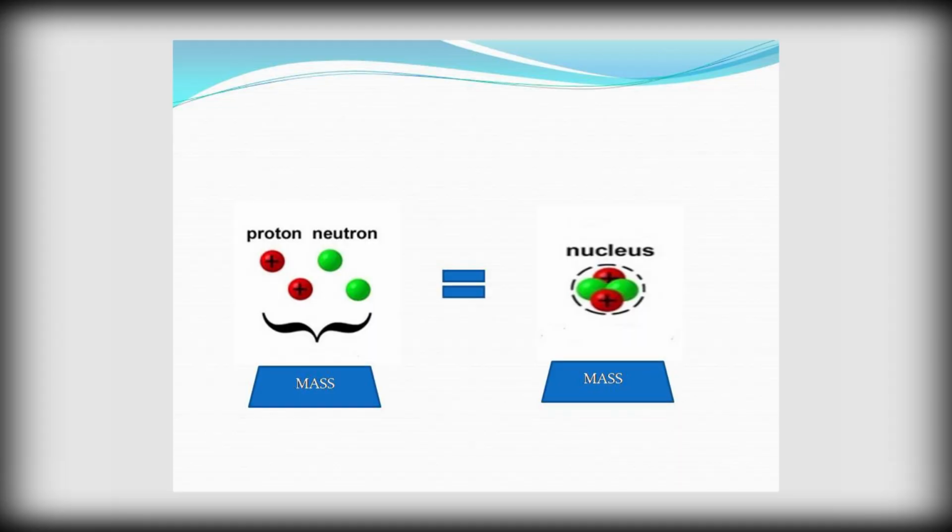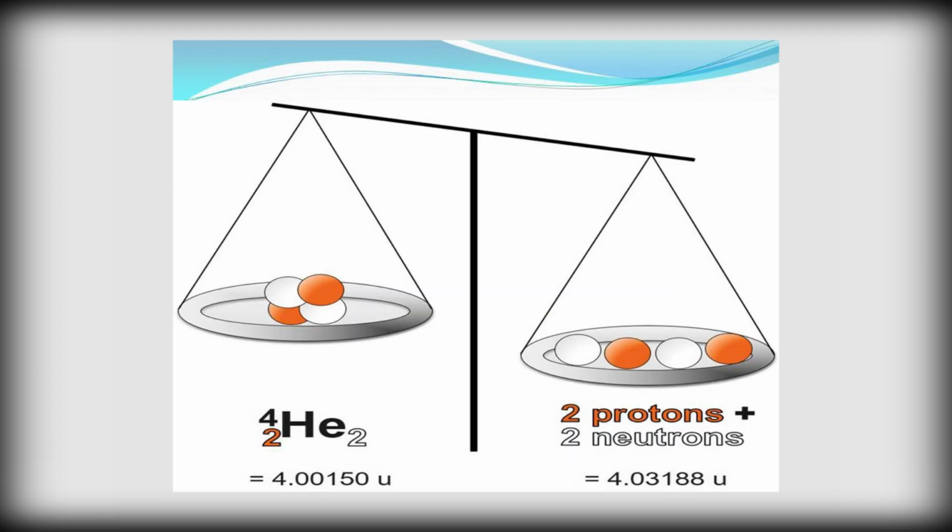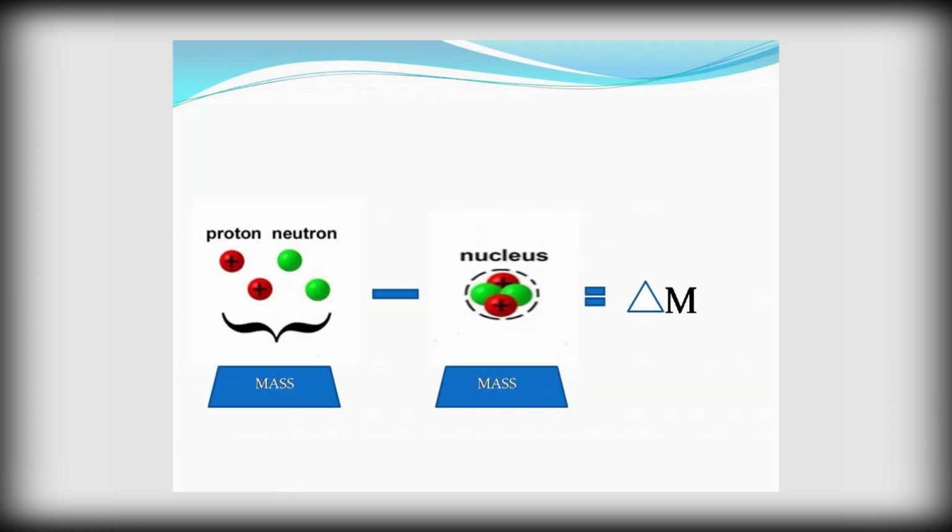Protons and neutrons combine to form a nucleus. If so, the total mass of the protons and neutrons is expected to be equal to the mass of the nucleus formed. But they are not equal. Instead, the nucleus formed has a lesser mass. This shows that some amount of mass has disappeared during the formation of the nucleus. The disappeared mass is termed as the mass defect, delta M.